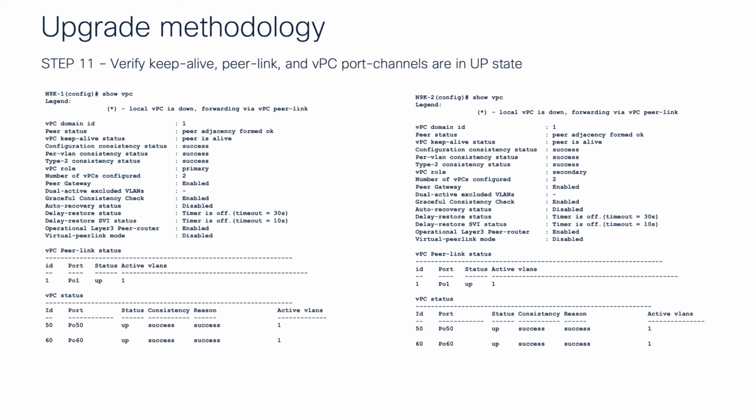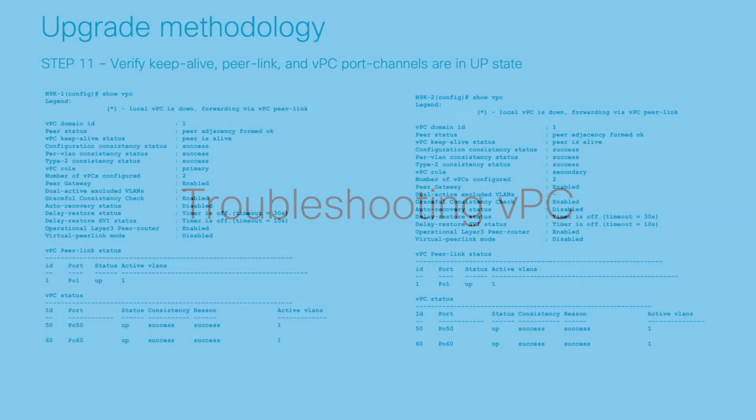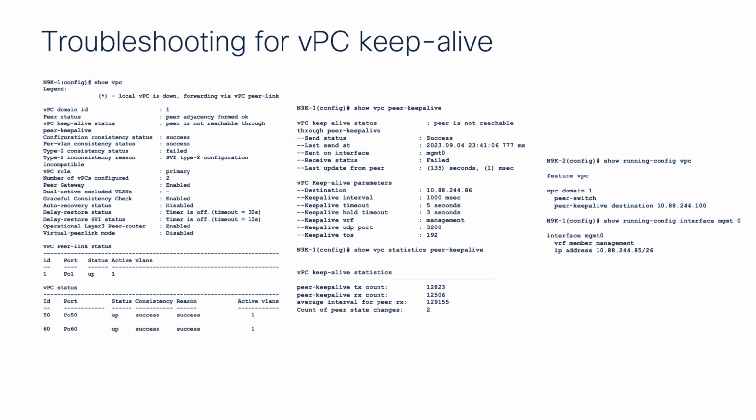Step 11 is to verify keepalive, peer link and vPC port channels are in up state. In order to troubleshoot vPC keepalive, use as an initial approach the commands show vpc peer-keepalive and show vpc statistics peer-keepalive. Notice the vPC keepalive status says peer is not reachable through peer-keepalive. This means neither Nexus 9K1 nor Nexus 9K2 can reach the vPC peer using the keepalive configuration.